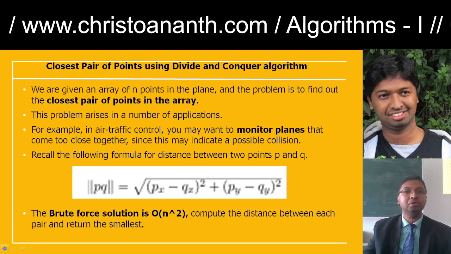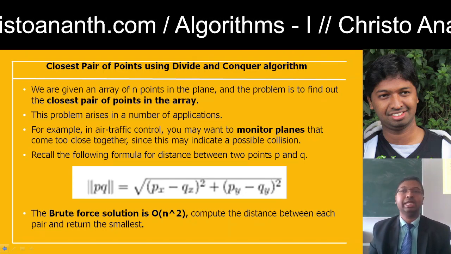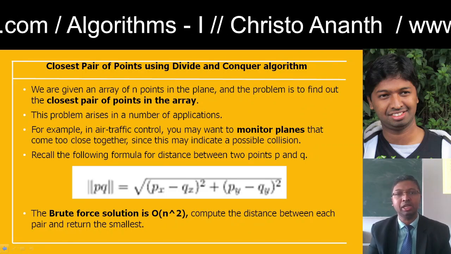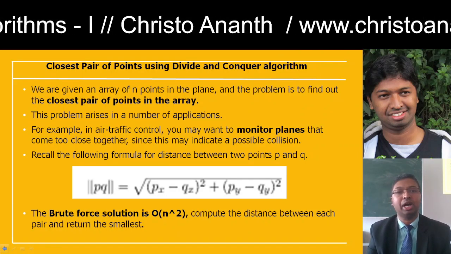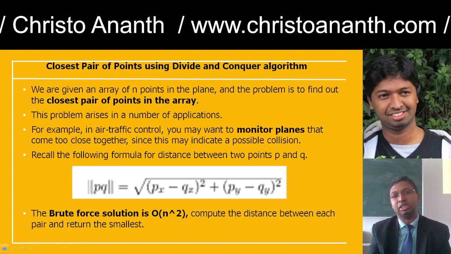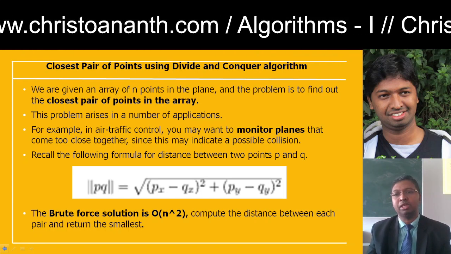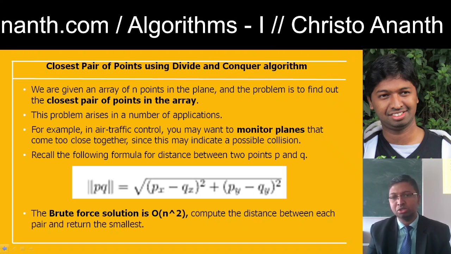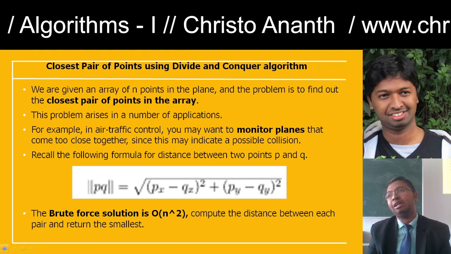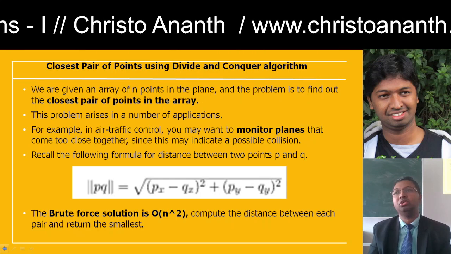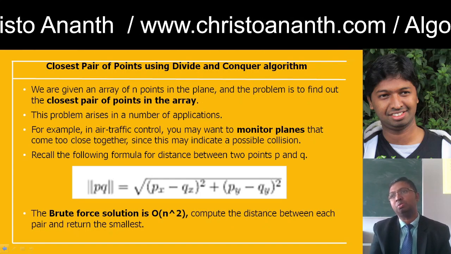This is the closest pair of points that you are going to exhibit using the divide and conquer algorithm, because we are going to identify n points in a particular plane, and your problem is to identify the closest pair of points in the array. We monitor planes, like x and y planes, which are coming close together, so there might be a possible collision and you have to find the distance between the 2 points.